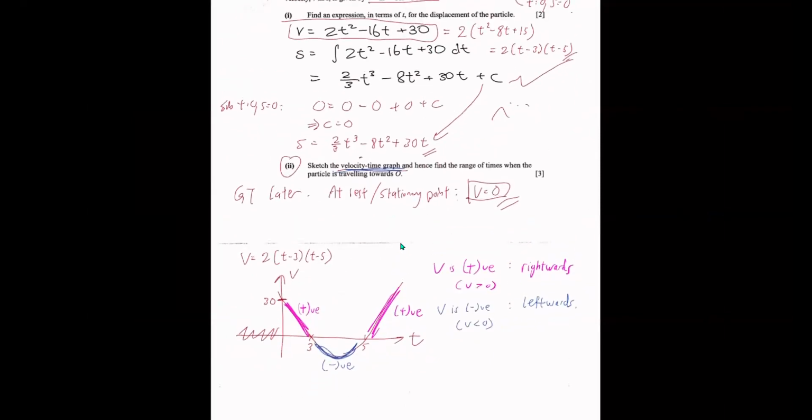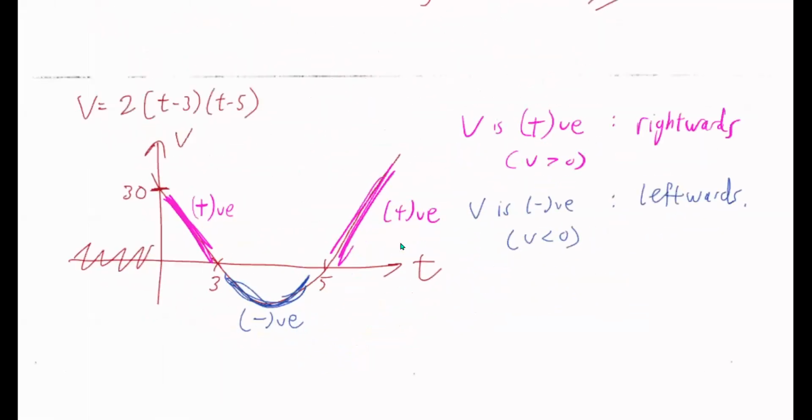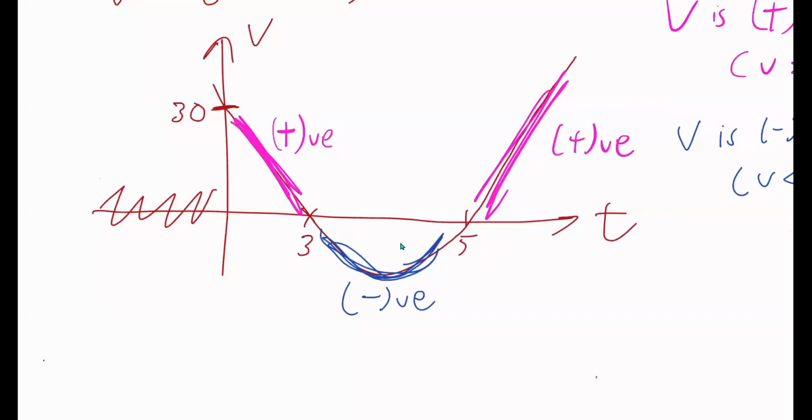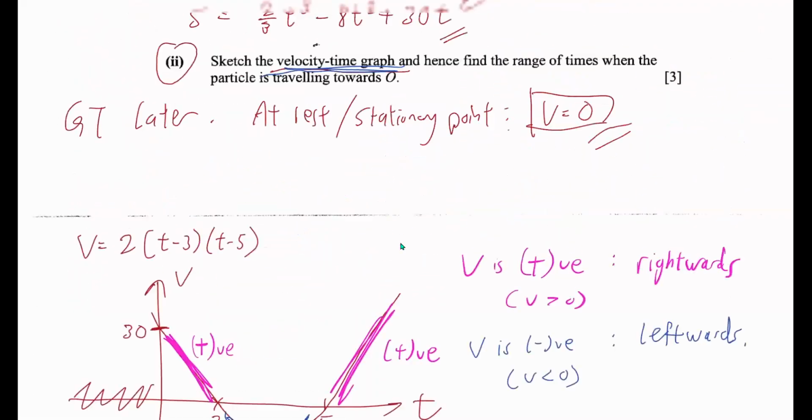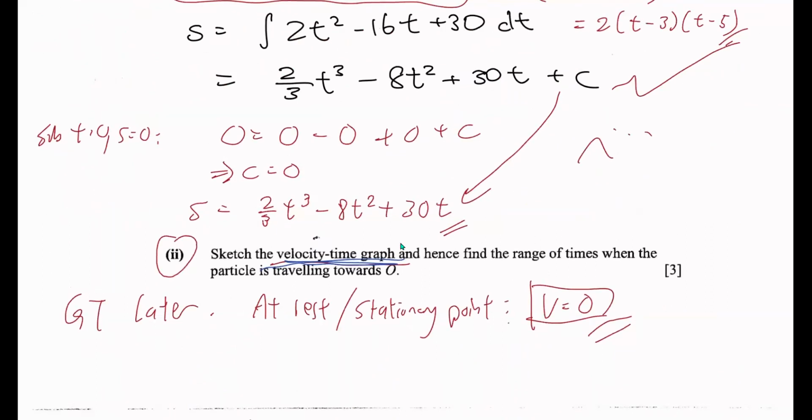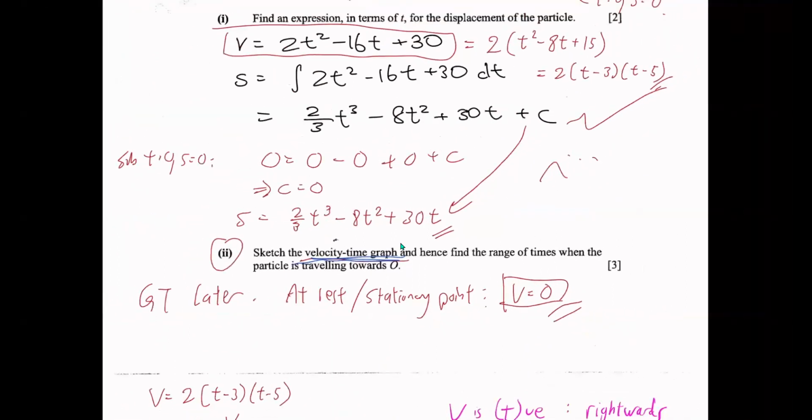s is currently 2/3 t cubed minus 8t squared plus 30t. When v is positive, you're moving towards the right. When it's 0, you're at a turning point. When it's negative, you're moving towards the left. And when it's 0 again, you're at a turning point, and then you move towards the right. You know what? Maybe it's better if we just draw the snake diagram.